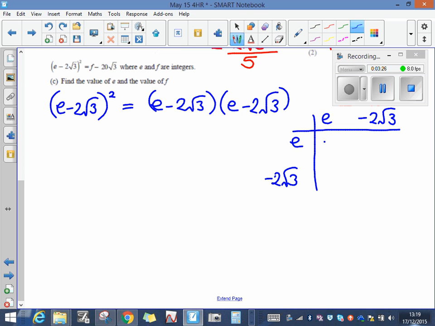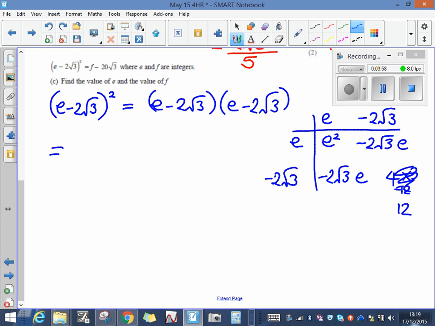So first of all, e multiplied by e, well, that's e squared. I'm then doing e times minus 2 root 3, well, that's just minus 2 root 3 e, and it's the same here, minus 2 root 3 e. And then I'm going to do minus 2 root 3 times minus 2 root 3. Well, that's going to come out as positive. If I do 2 times 2, well, that's 4. And if I do root 3 times root 3, well, that's just 3. So that bit comes out as just 12. Okay, so this is 12.